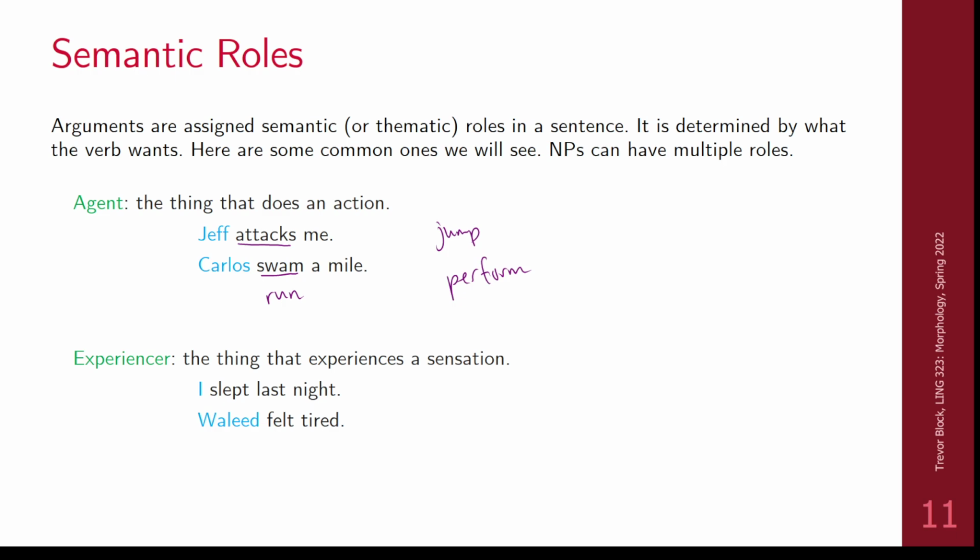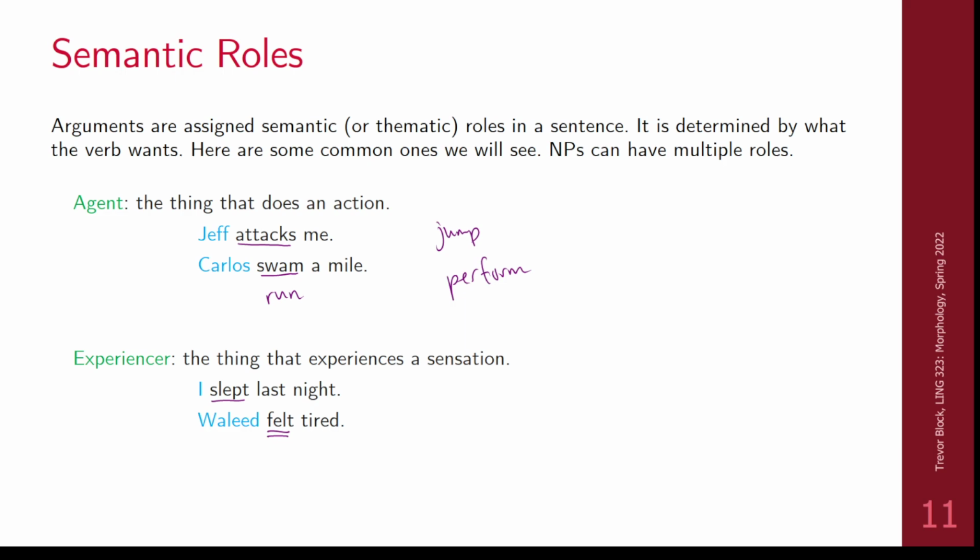While experiencers, these do not have to be things that initiate an action, but rather things that can experience some sensation. So I slept last night. Sleeping is not something you actively do, it's something you experience. Or something like Walid felt tired. When you're feeling emotions, this is not an active feeling. This is just something you experience. If it was like I felt something physical, then maybe you're an agent of that verb, because feeling is a physical action when it's with your hands. But this emotional feeling is different. You need an experiencer here.